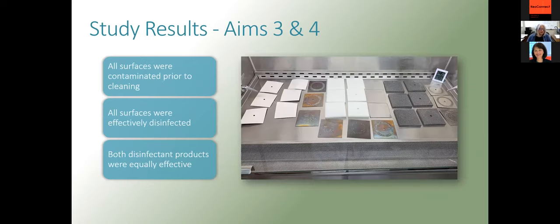And then on AIMs 3 and 4, we inoculated the surfaces and then disinfected them once with the hospital grade bleach and once with the novel decontaminant. We had new and worn materials in there, and both disinfectant products were equally as effective. What that means is that the wear did not play a role in the ability to be disinfected. And if you look back at the CFU rates prior to disinfection, you could see the evidence was that the copper materials did have an active role in reducing the amount of bacteria that was active prior to disinfection.